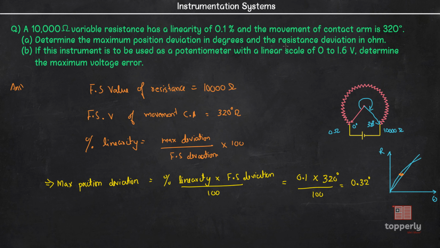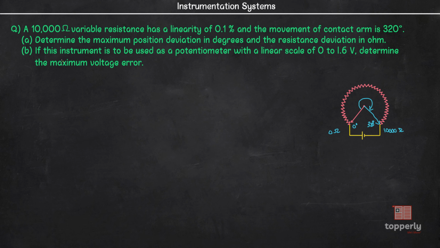We are also required to find the resistance deviation in ohm. Therefore, maximum resistance deviation is equal to, again, percentage linearity, which is 0.1 into full scale deviation in resistance, which is 10,000 ohm by 100, which will be 10 ohm. Now the second part of the question is, if this instrument is used as a potentiometer with a linear scale of 0 to 1.6 volt, determine the maximum voltage error.